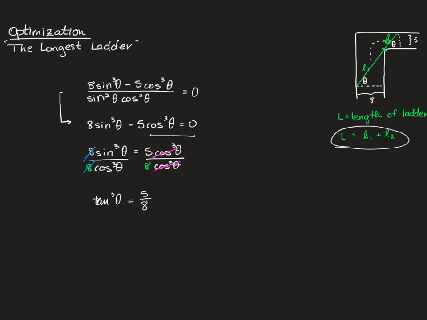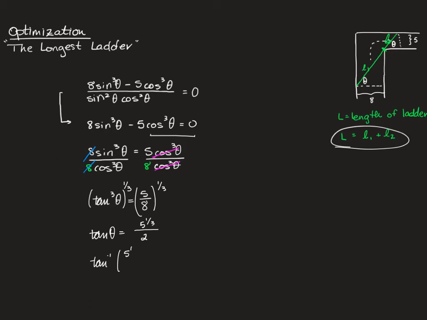I can solve this for theta by taking tan inverse, but I don't want to take the tan inverse yet, because what I have here is essentially the tangent of theta quantity cubed equals 5/8. Before I take the tan inverse, I need to have just tan theta. So let's start by taking the cube root of both sides of this equation, or raising both sides to the power of 1/3. That gives me tangent of theta equals the cube root of 5 over the cube root of 8, which is 2.